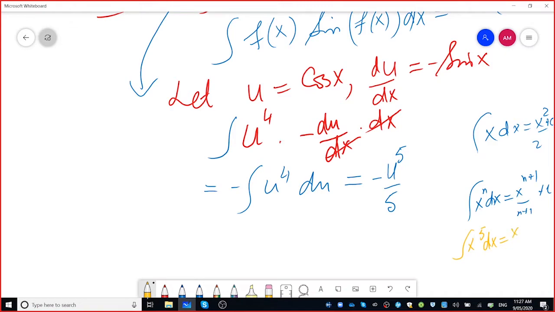X to the power of 6 over 6 plus c. So is any multiplication of x additionally required? No. So this is minus u. So instead of x, we have a u. Instead of 5, we had a 4. So now confirm me the answer.